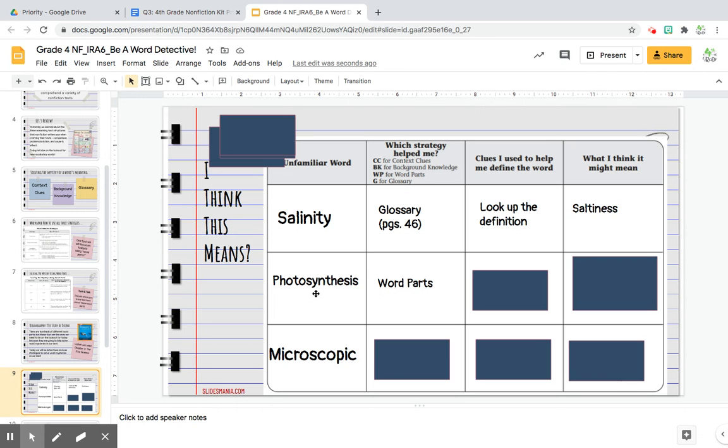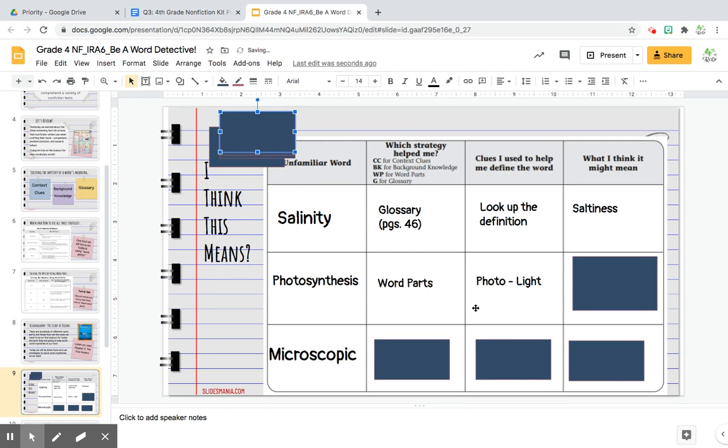So what did I read about when it talked about photosynthesis and light? Let me reread. Their cells use the sun's energy to change different chemicals into food. So it's using that sun's energy, isn't it? So like I said before, I know photo means light. So therefore, this word must mean the process, right, of how we're using light to make our own food, how plants use the light to make their own food. Good job. So again, I can go back to the glossary just to triple check myself because it has been bolded, and the definition says a chemical process by which green plants make their own food.